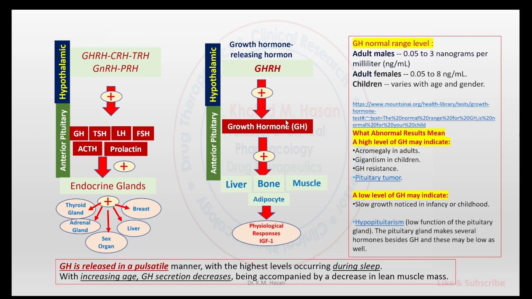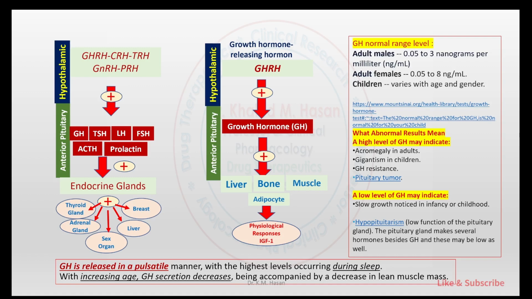Okay, the next hormone is growth hormone. As you can see here, the growth hormone is released from the anterior pituitary, and it is controlled by GHRH, growth hormone releasing hormone. GHRH stimulates growth hormone. The growth hormone affects a specific type of receptor on the target tissues called insulin-like growth factor, IGF-1. The target organs for the growth hormone are so many: liver, bone, muscle, and adipose tissue.